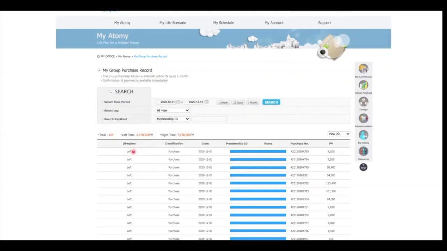You can see a detailed description of which leg there were purchases under. You can see the date it was ordered. You cannot see specific products, but you can see the total accumulation of points, which is listed right here. You can see the purchase number, and you can also see the member's name and the member ID number.